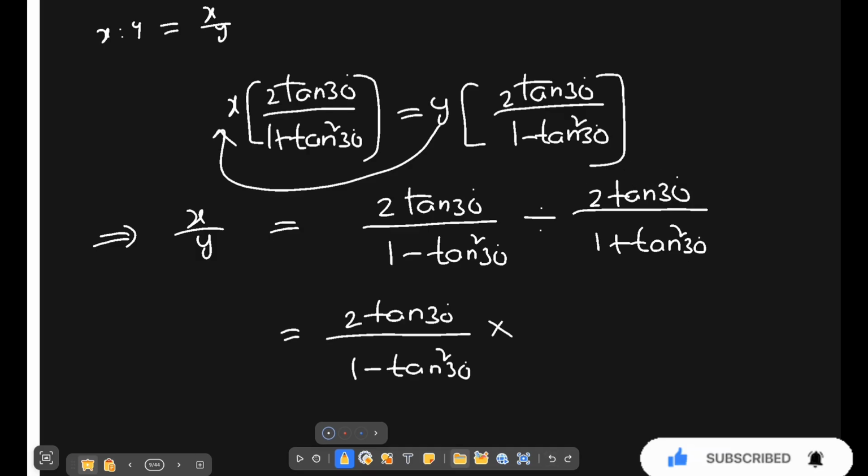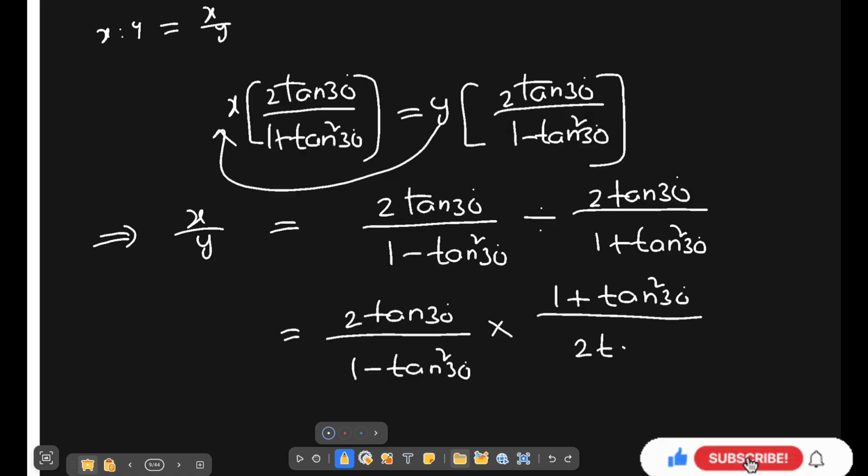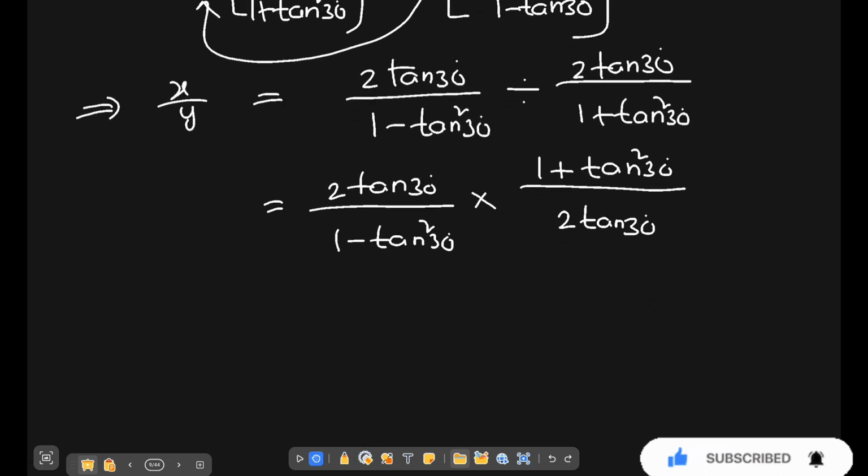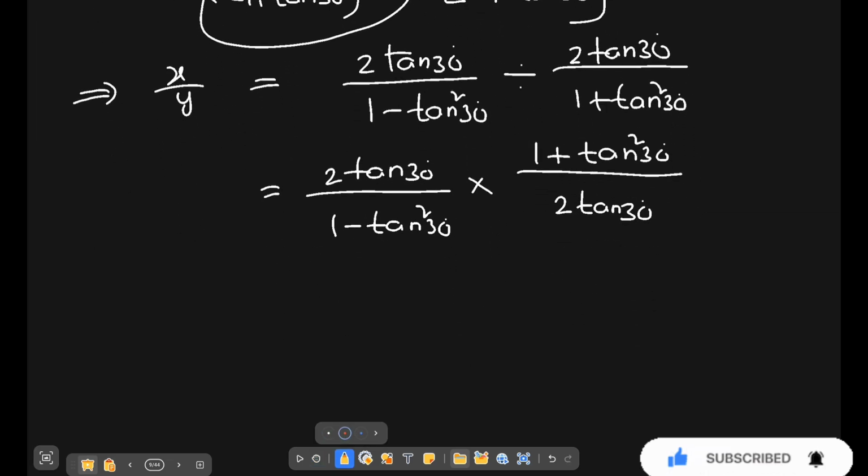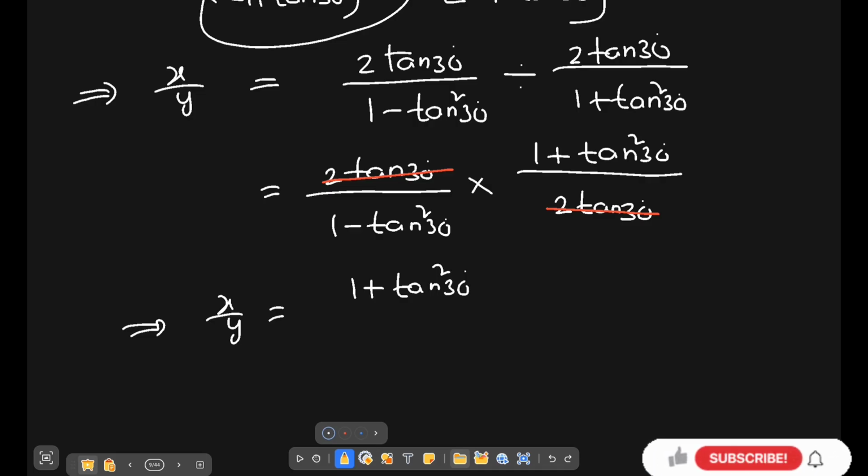So what is the reciprocal of this one? It becomes 1 plus tan square 30 degrees whole by 2 tan 30 degrees. Now these will get cancelled. 2 tan 30 degrees, 2 tan 30 degrees get cancelled. So now what do we have? x by y is equal to, in the numerator we will have 1 plus tan square 30 degrees whole by 1 minus tan square 30 degrees.